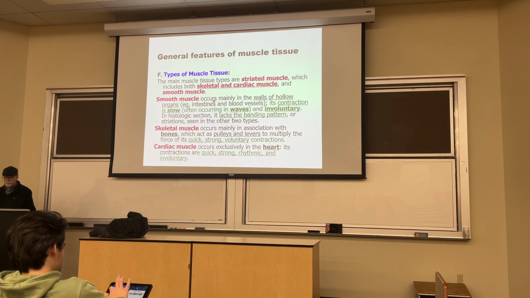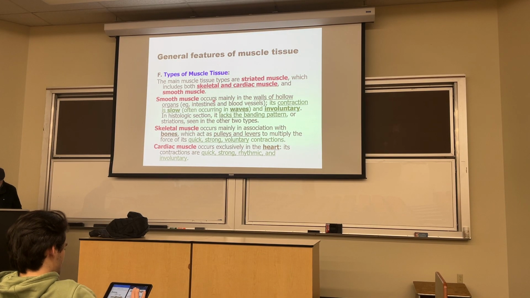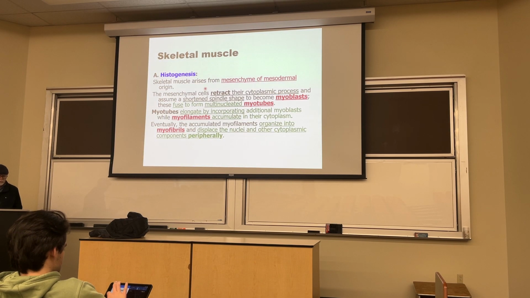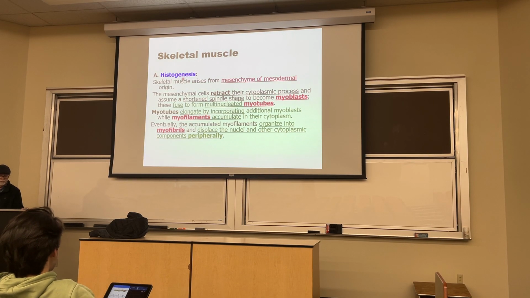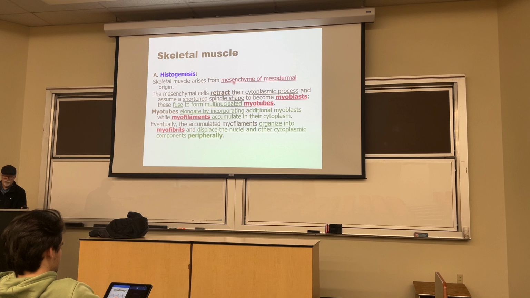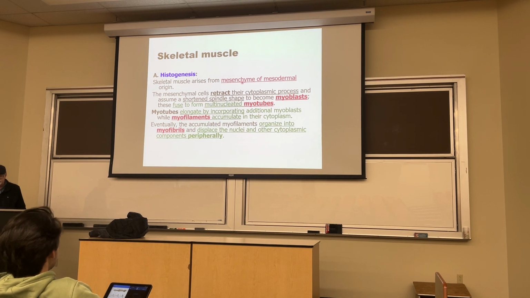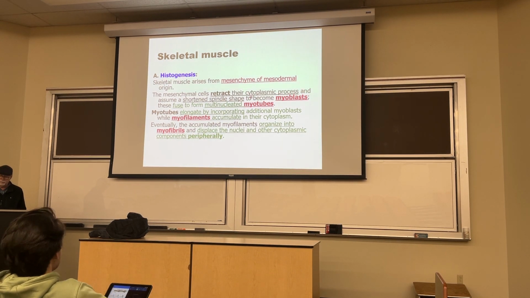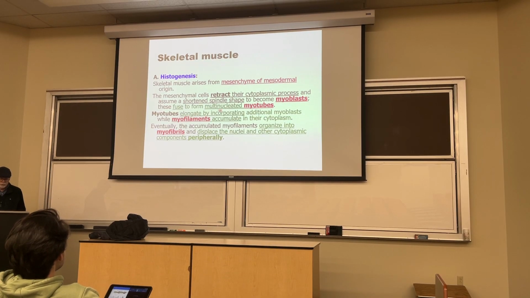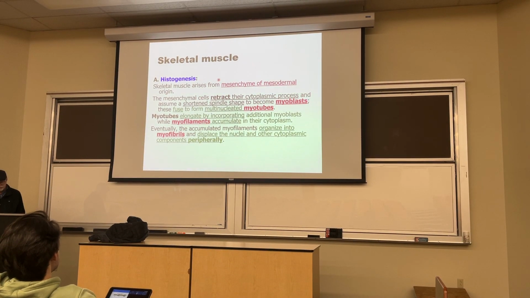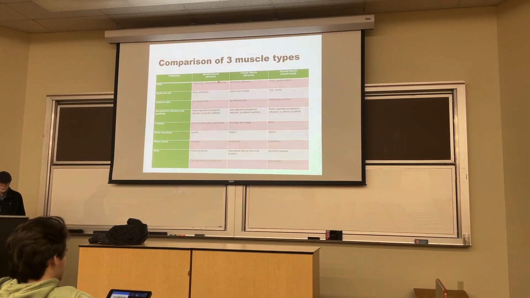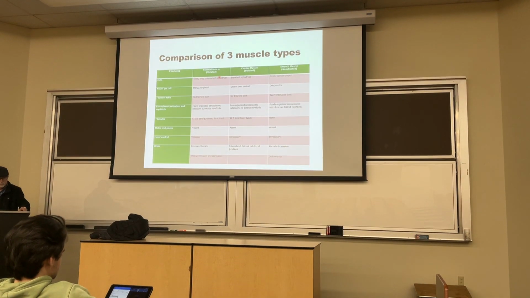So those are fairly common differences between the types, but there are a number of other issues, some differences that we'll look at. How are they made? Again, they all come from mesoderm essentially, and they form little structures called myoblasts and then myofilaments, and finally they make the muscle cells.